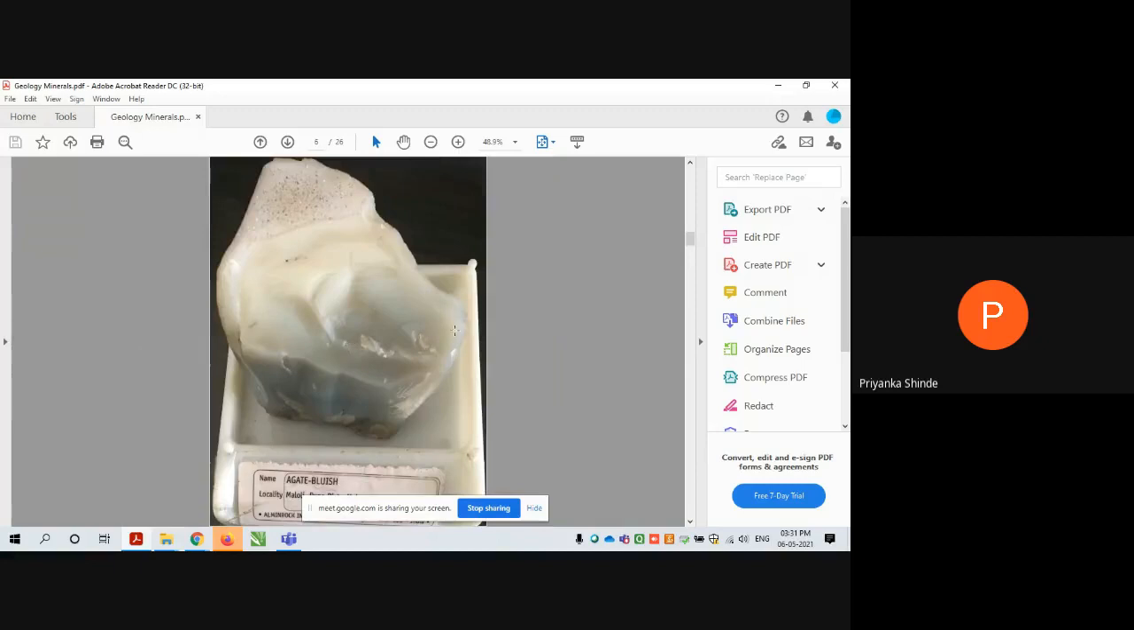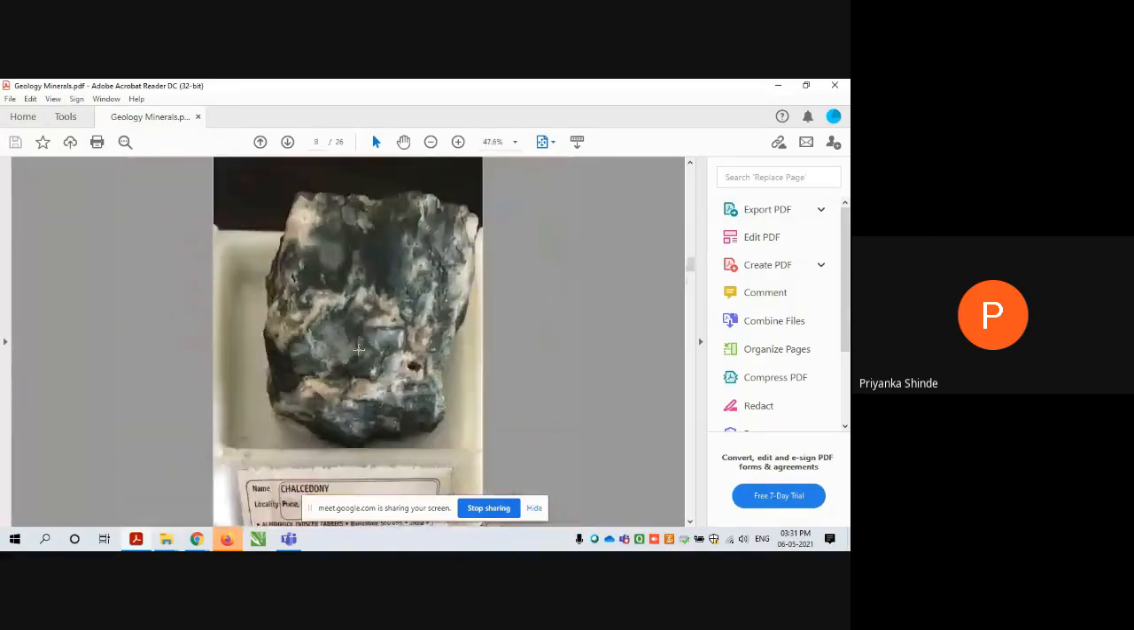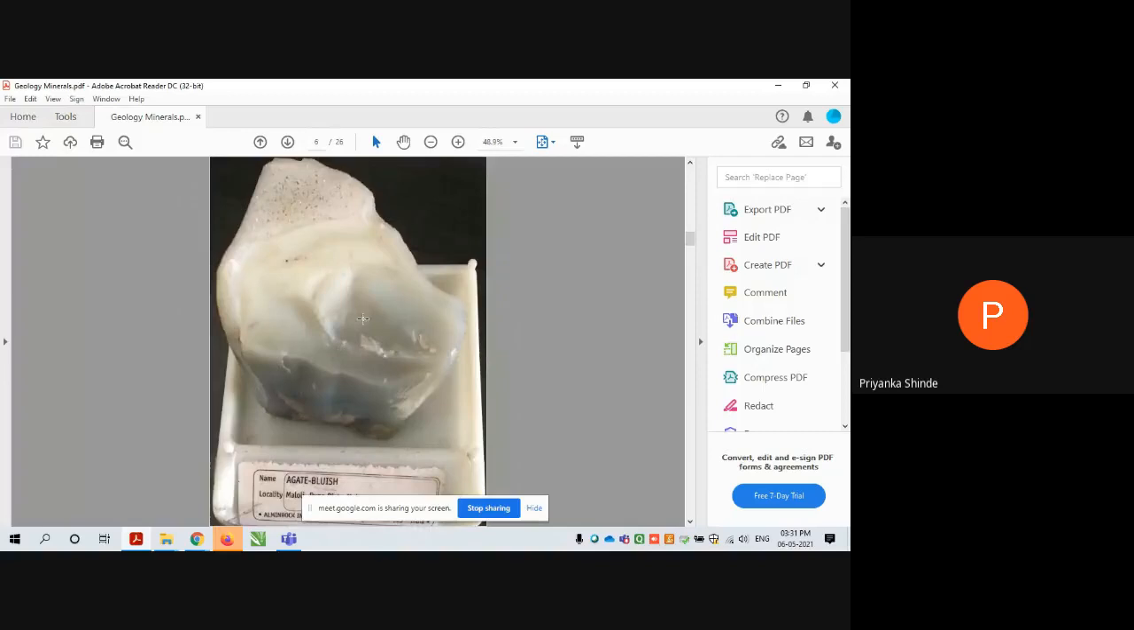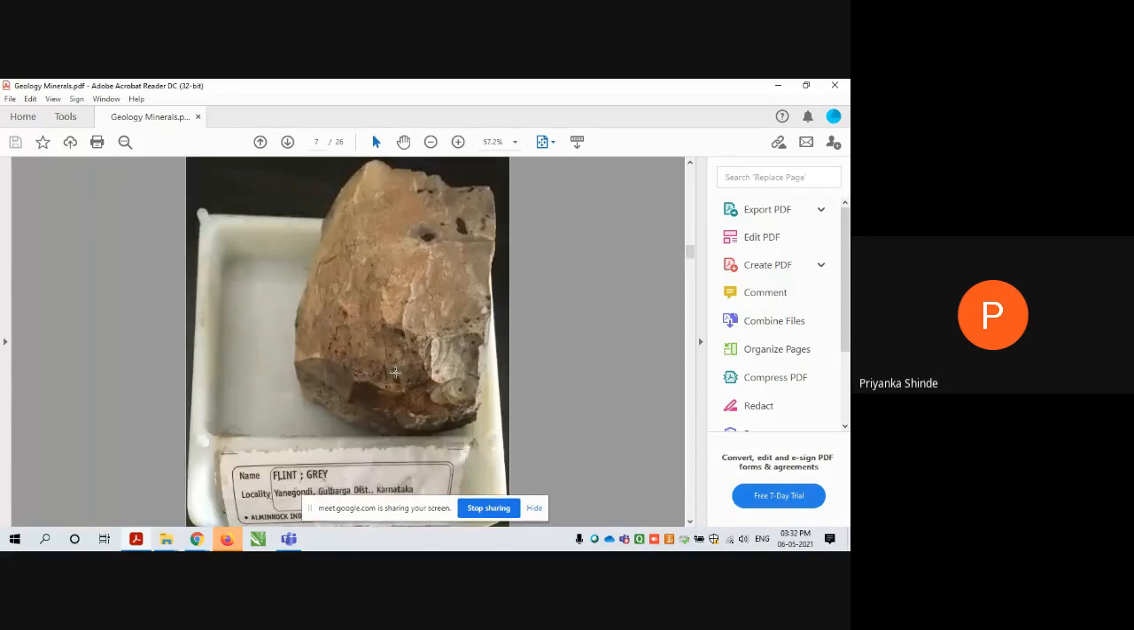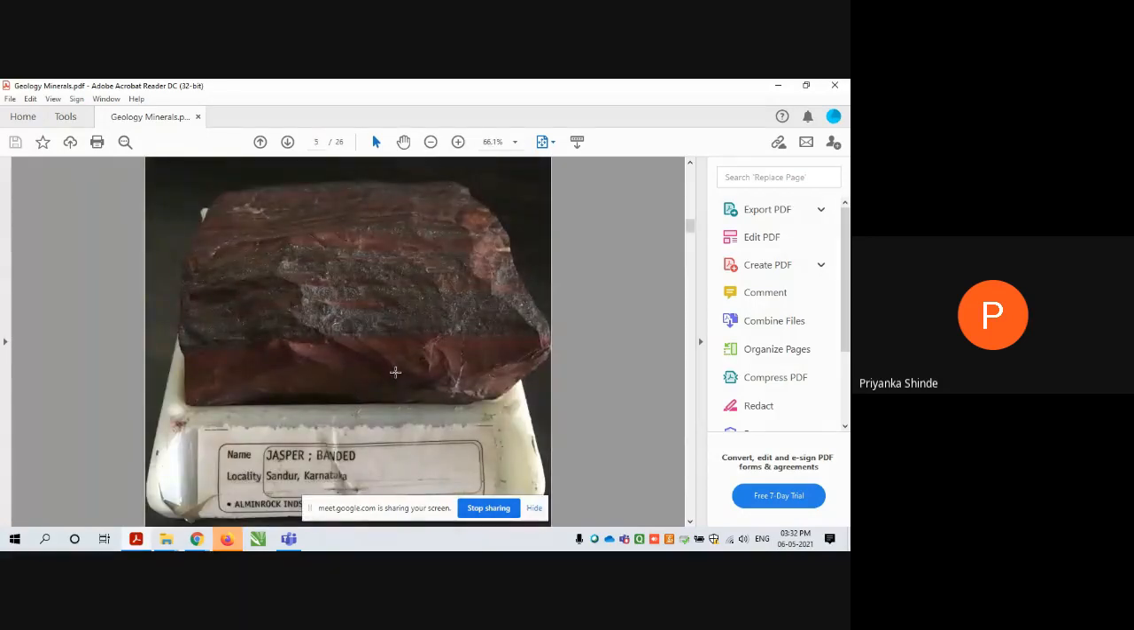Then if you see this mineral and one more that is green in color, the chalcedony and the agate, they look like wax. If you observe the surface of the mineral, it shines like wax. So it shows waxy luster. So like this, you have to identify the luster of the mineral.